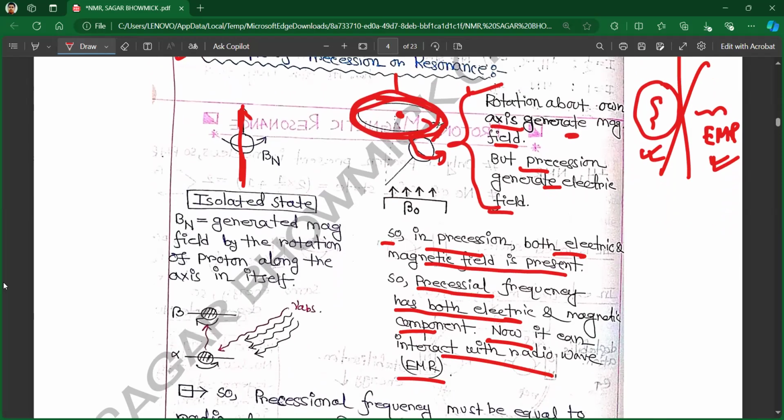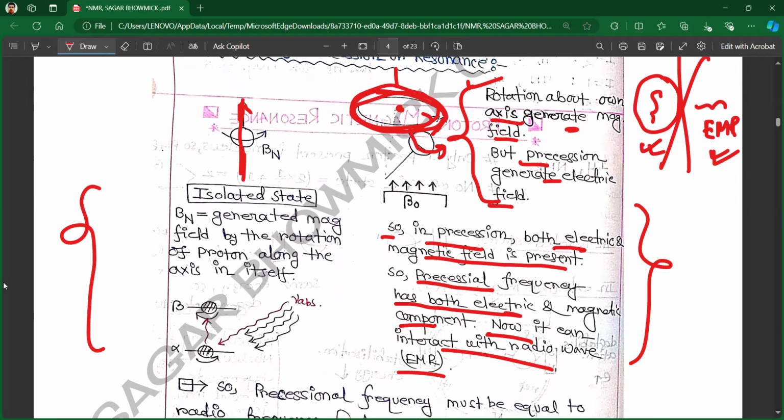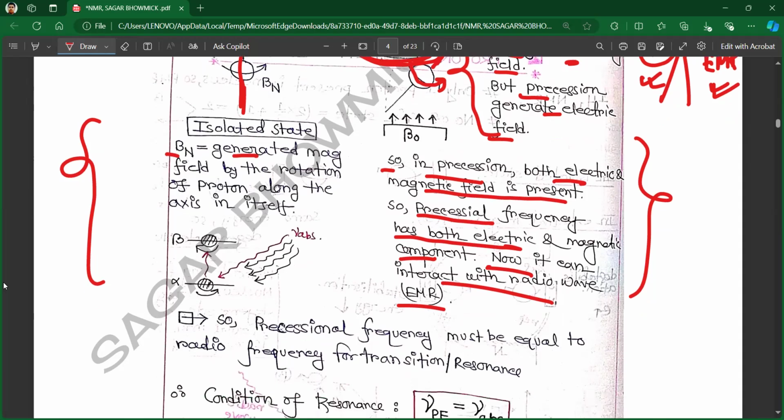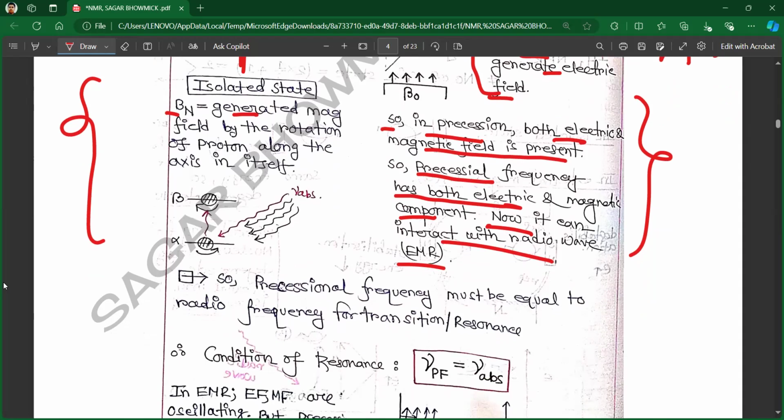Many students don't know it. They just read, but they don't know why we need an external magnetic field, or why precession is required actually. I think it's now clear to you. Okay. B n equals the magnetic field generated by the rotation of the proton about its own axis. We know this. Alpha state, beta state, and nu absorbed.